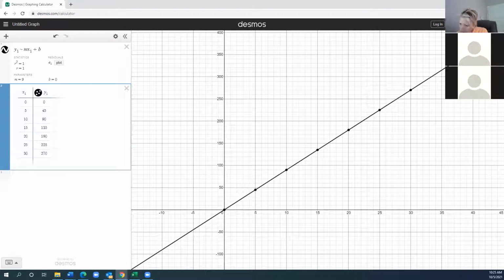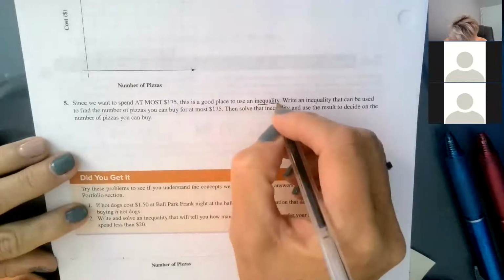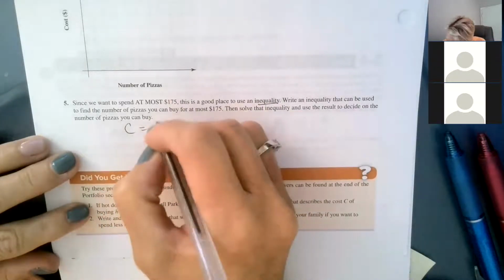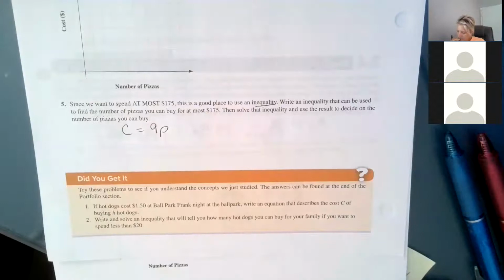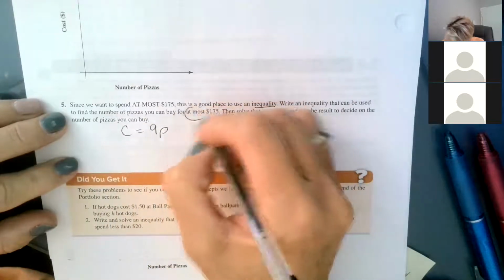So can we move down to question 5, where it says, since we want to spend at most 175, this is a good place to use an inequality. Write an inequality. So I'm going to go back to my paper here. So we did have this, right? It says write an inequality that can be used to find the number of pizzas you can buy for at most 175. So let's talk about at most.